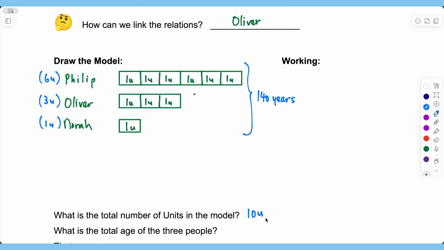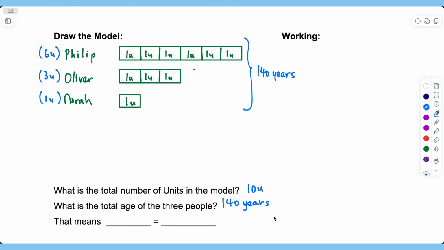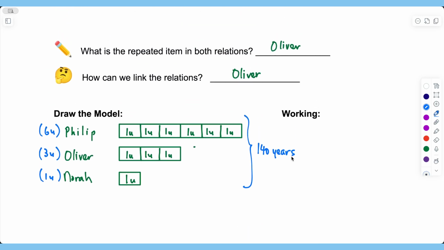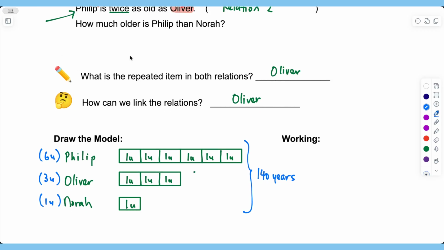And what is the total age of these 3 people? 140 years. That means that 10 units, okay, 10 parts, 10 units is equal to 140 years. The question wants us to find how much older is Philip than Nora.